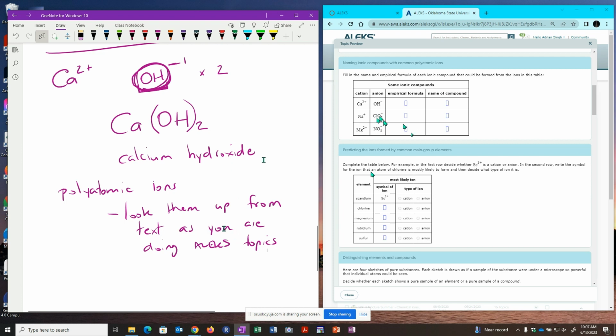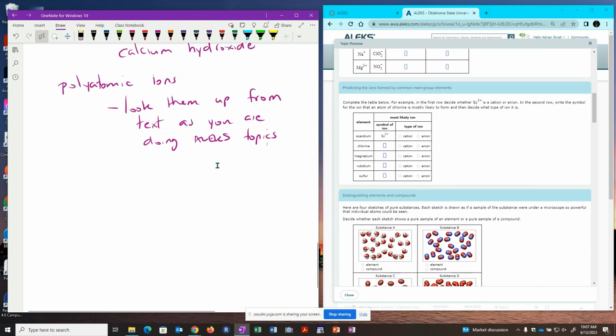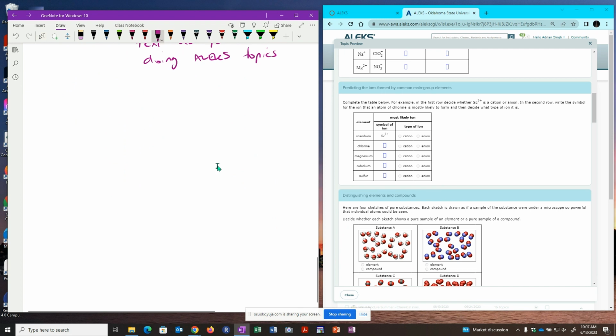When you watch the pre-recorded videos, you'll see I'll give you an exact list. I think there's 10 or 11 polyatomics that you need to memorize absolutely for your quiz or your exam. But as you're doing your ALEKS topics, you can look things up in your textbook always as you go, because the point of ALEKS is to give you practice, to help the material sink in. All right, the next one here looks at predicting the ions formed by the main group elements. So let's take a look here at a couple of these.